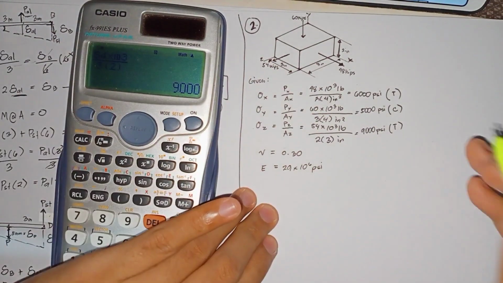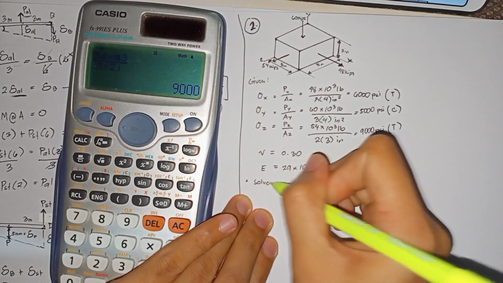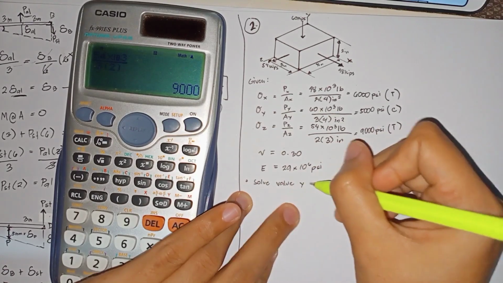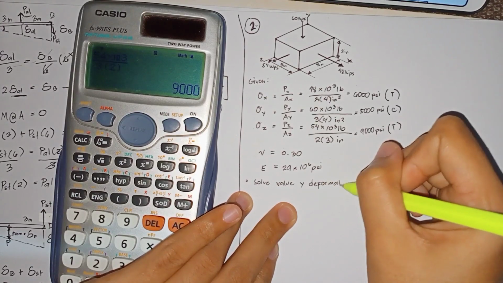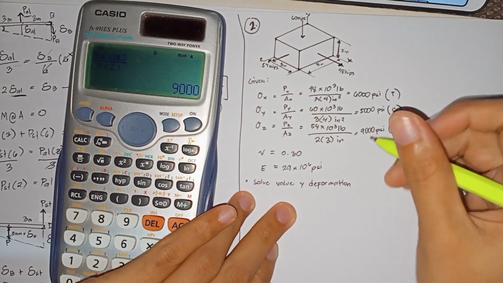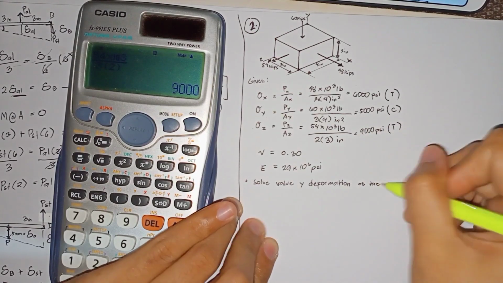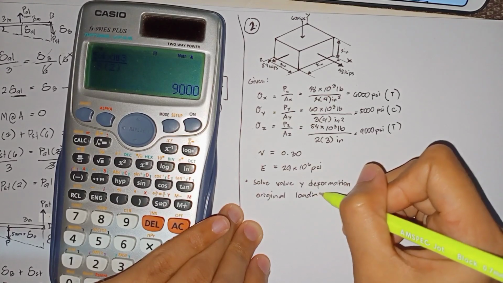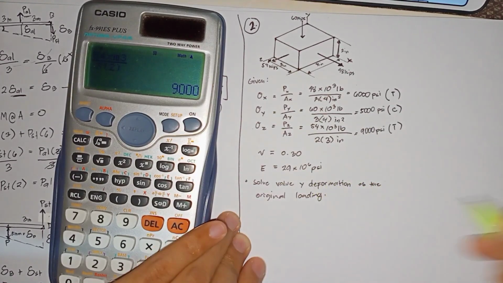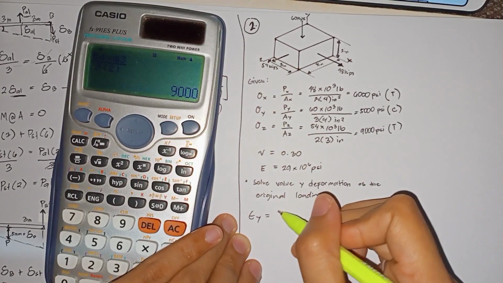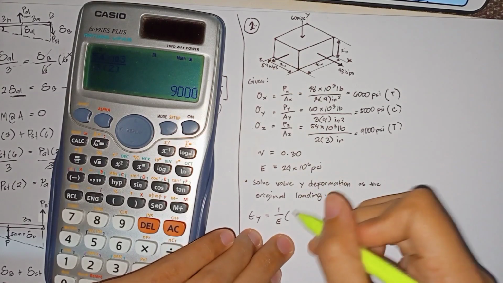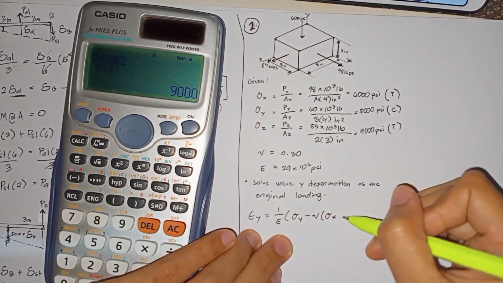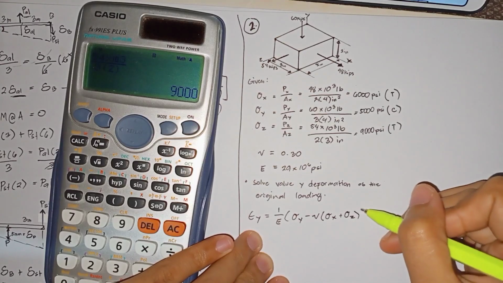Okay, so now we have the givens. What we will do is solve for the value of the Y deformation using these givens. So, as the original loading, we will use our original loadings and then find what the deformation of Y will be. So, our formula for deformation of Y is equal to 1 all over E, okay, times the stress of Y minus nu multiplied by the stress of X plus the stress of Z. Right?